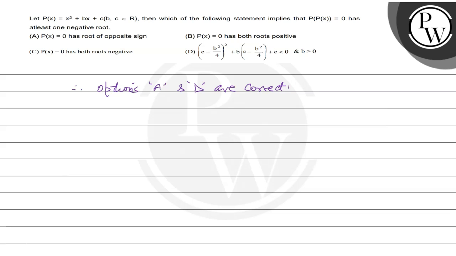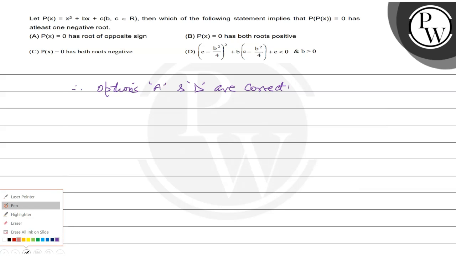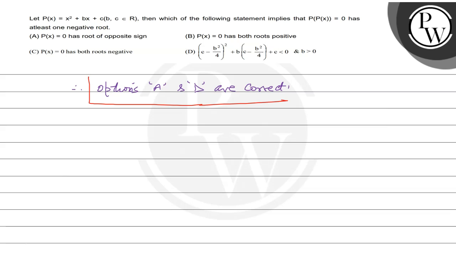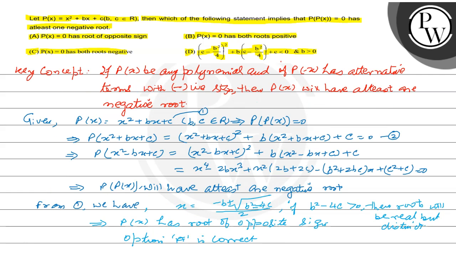Let me highlight it. So options A and D are correct. We can also see that option A, roots of opposite sign, works when we use the principle of the sign. And this one will also be correct when the value of x is c minus b square over 4, then it will definitely be less than 0. So this is our final answer.